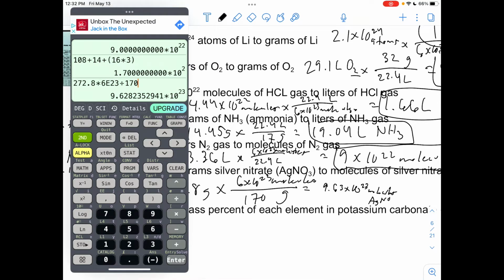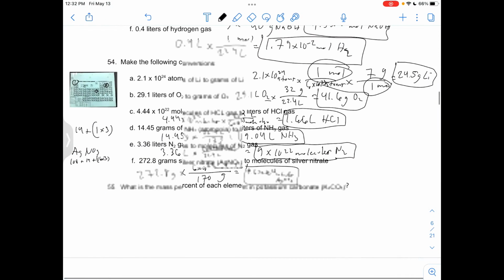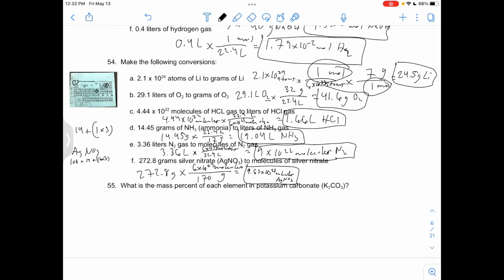Okay, of AgNO3. Alright, great. Okay, mass percent. Whenever we have a percent, we take whatever we're making a percentage of and divide it by the total.